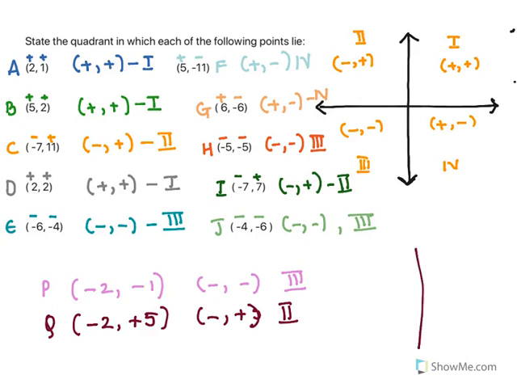So just to revise this, we have 4 quadrants, 1, 2, 3 and 4. In the first quadrant we have positive, positive. In the second quadrant we have negative, positive. In the third quadrant both the coordinates are negative. In the fourth quadrant we have positive, negative.